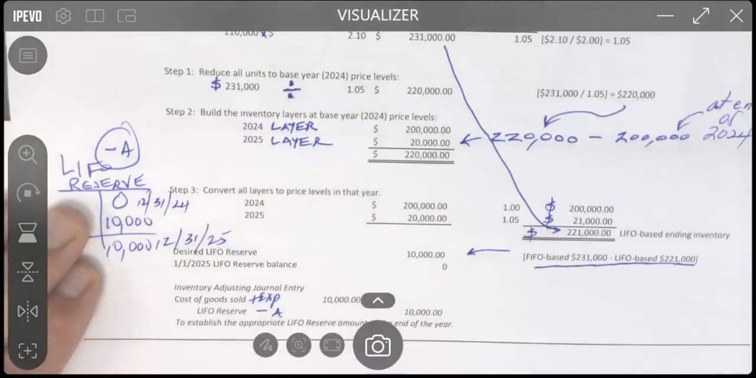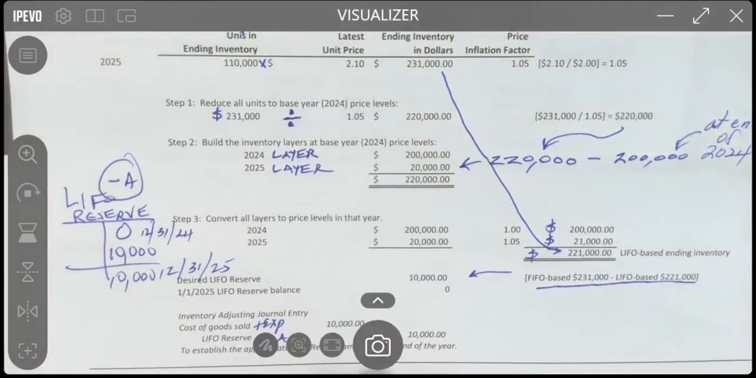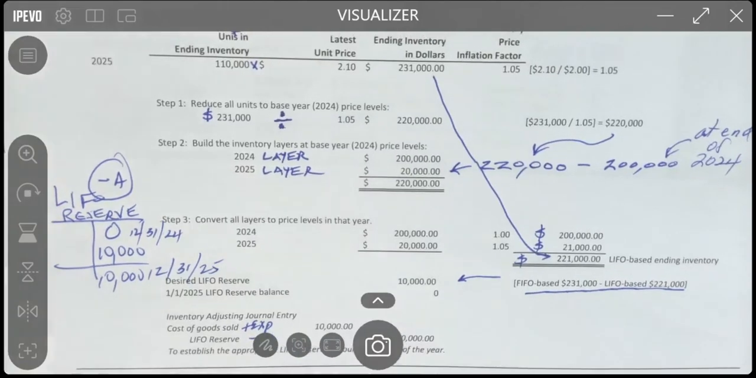And congratulations, you have now applied dollar value LIFO for a year. Now at this point, pause the video again and attempt to do 2026. We've rolled the calendar forward 365 days. We've built a lot of retaining walls. And now it's time to count the inventory and prepare the financial statements. All right, good luck.